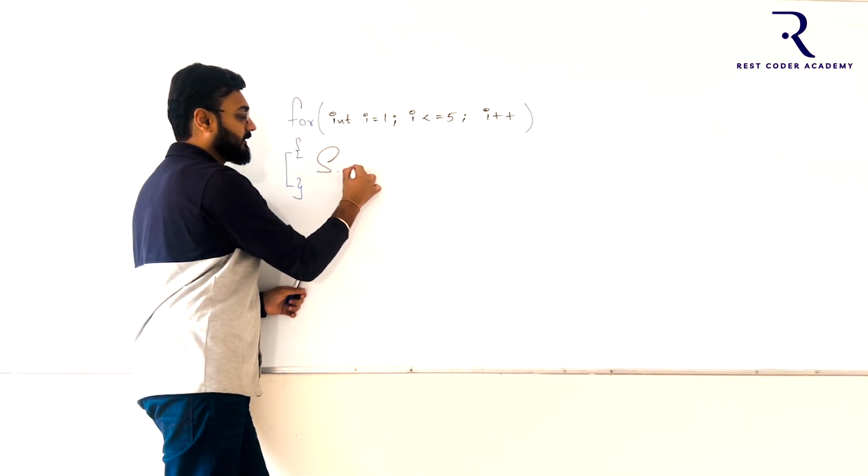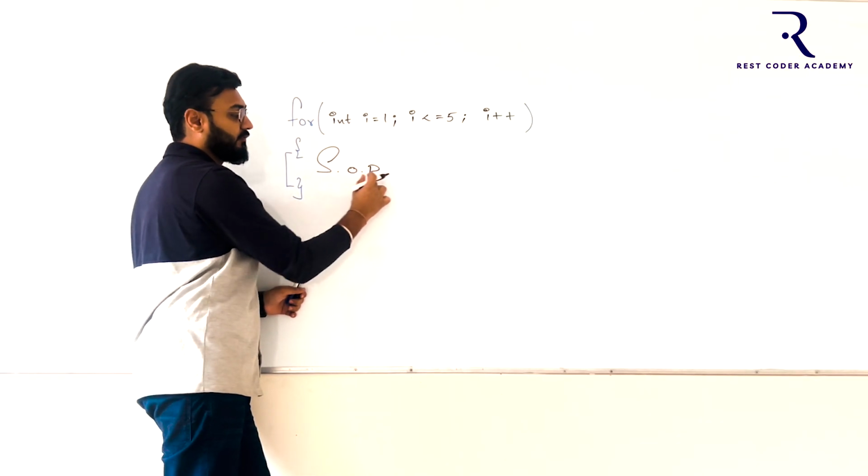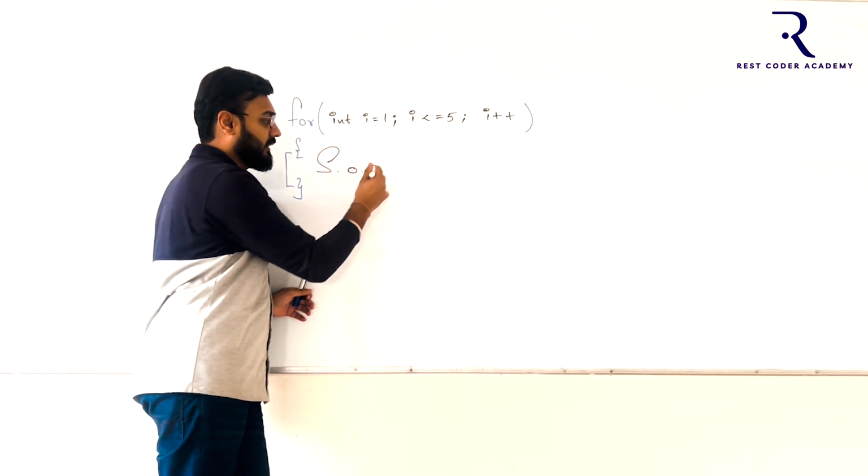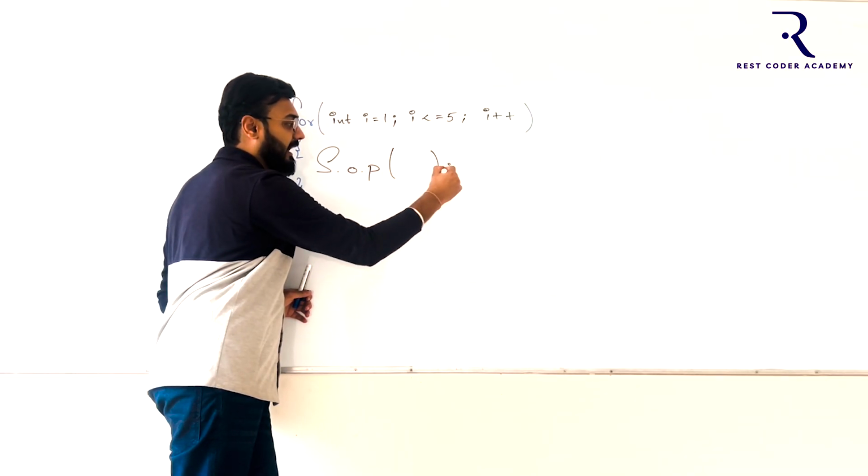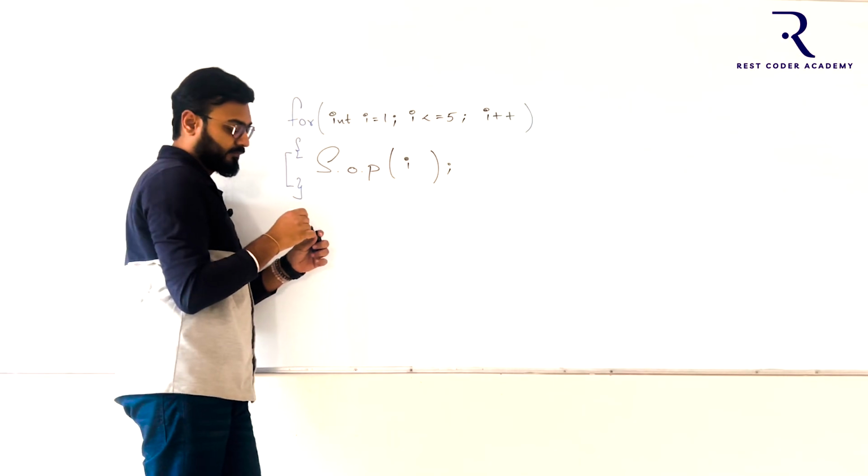And I will print using System.out.println, the short form for the print statement. What am I going to print over here? The value i. I am going to print the value i.